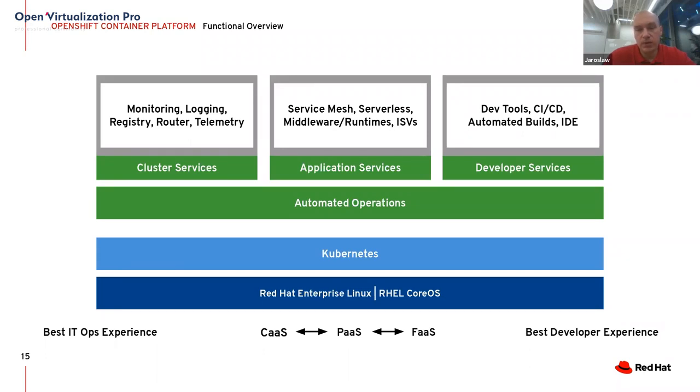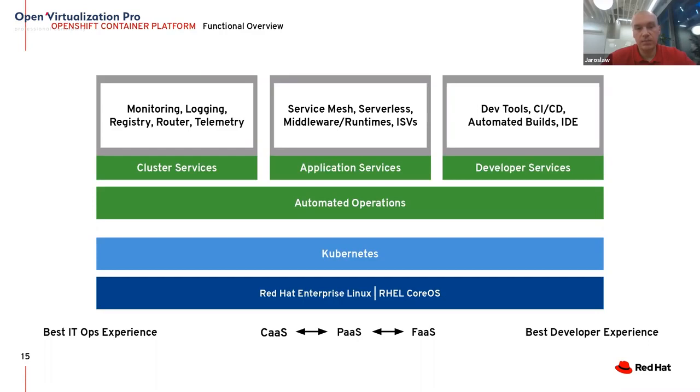OpenShift is based on Kubernetes, which is de facto standard for containerized applications. It also includes RedHat Enterprise Linux operating system. And also in the recent version, we introduced RHEL CoreOS, which is lightweight version of Red Hat Enterprise Linux, which is dedicated for running containerized workloads and Kubernetes. And then with OpenShift, you get all the tools that you need to develop applications and also to monitor them and manage the infrastructure.